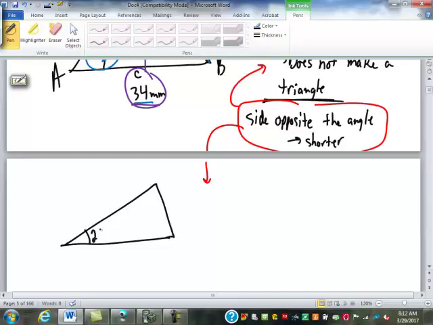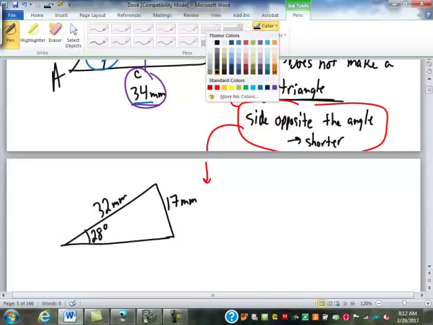Let's say this is 28 degrees here. We'll make this 32 millimeters. Actually, I'm going to put it up here. We'll make this 32 millimeters. And we'll make this here 17 millimeters. Now I'm going to label it ABC.